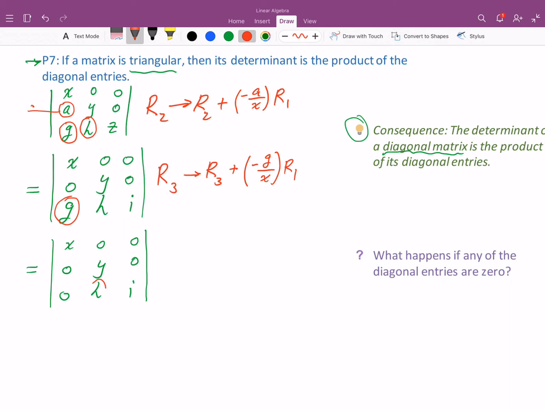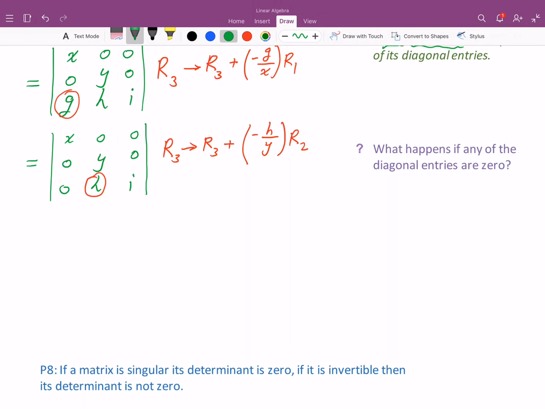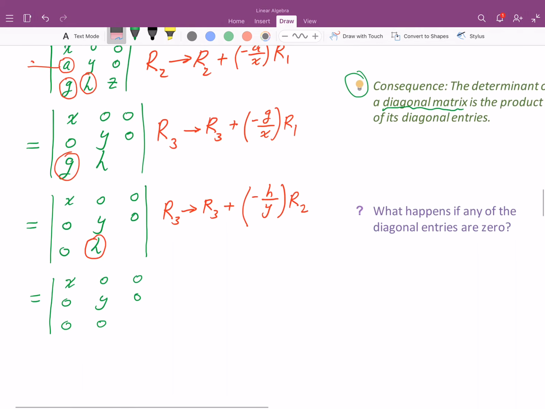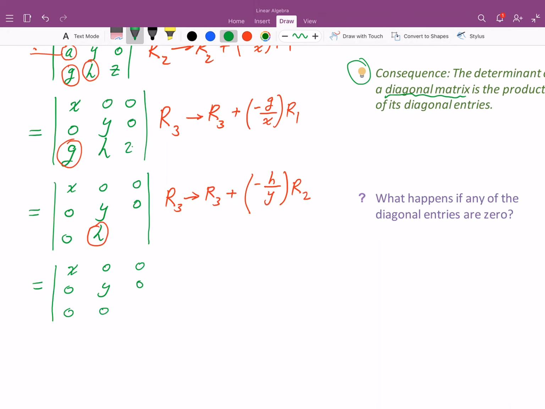And now finally, I'm going to do something similar to eliminate H. This time I'm going to use the second row, so I'm going to take the third row and add a multiple of the second row, and the correct multiple here is negative H over Y times the second row. Okay, so then this is equal to x, 0, 0, 0, y, 0, and 0, 0. I think I've made a mistake here. I called this a Z earlier, didn't I? Yes. Let me change that real quick. There we go. Z.